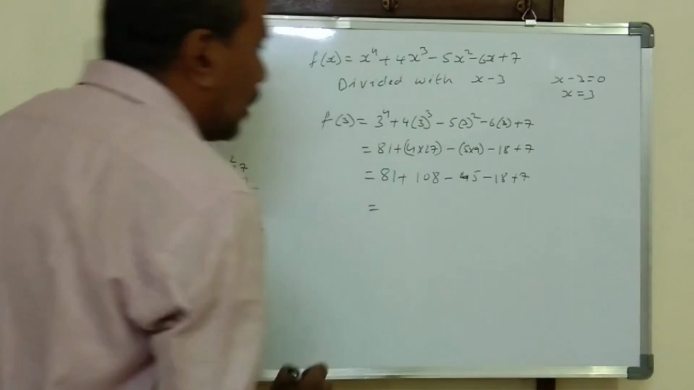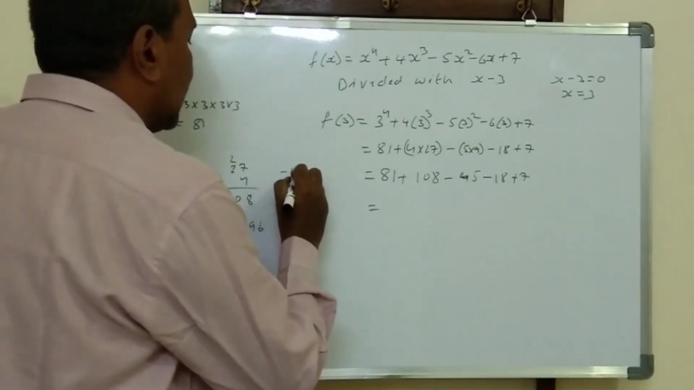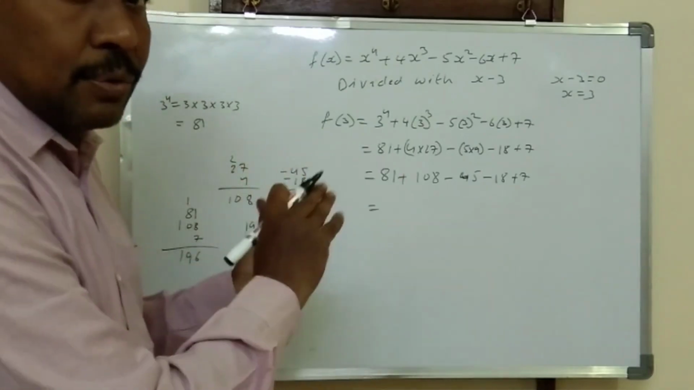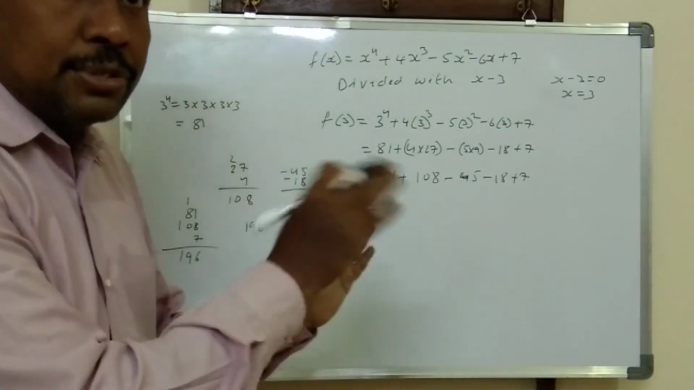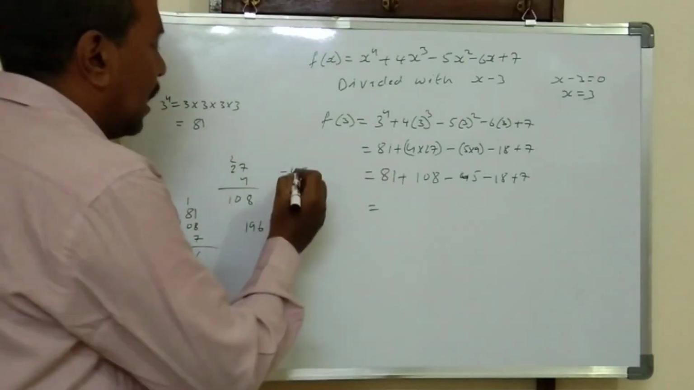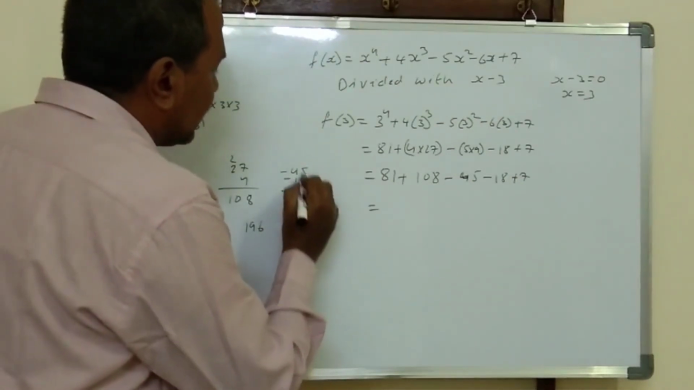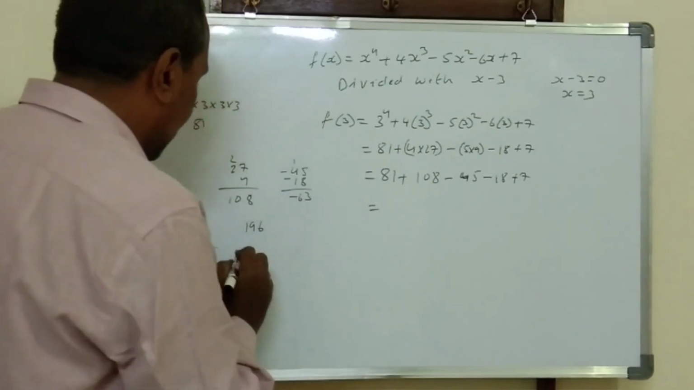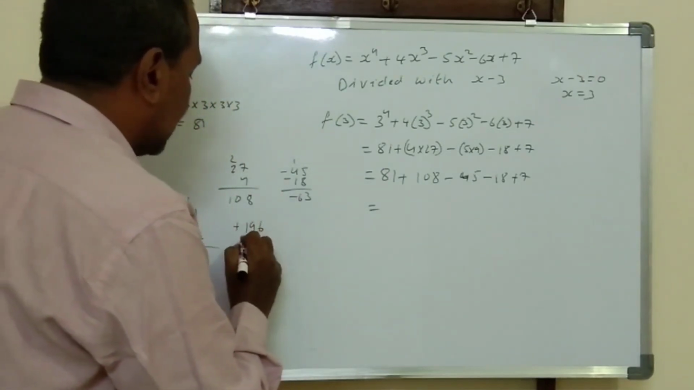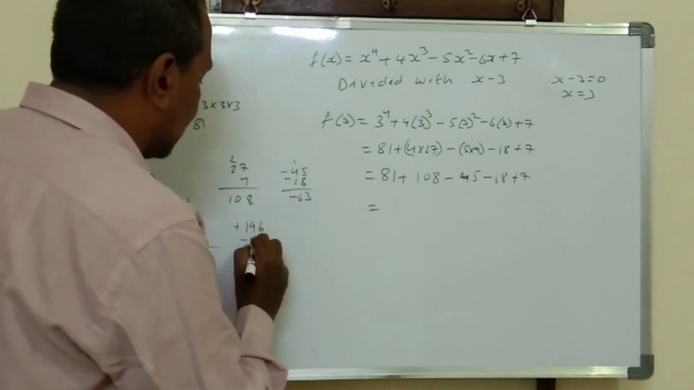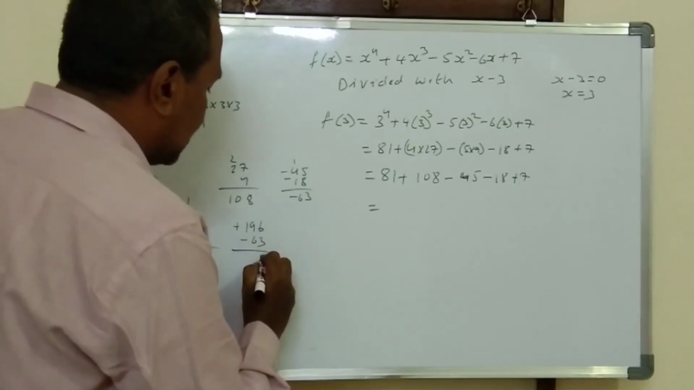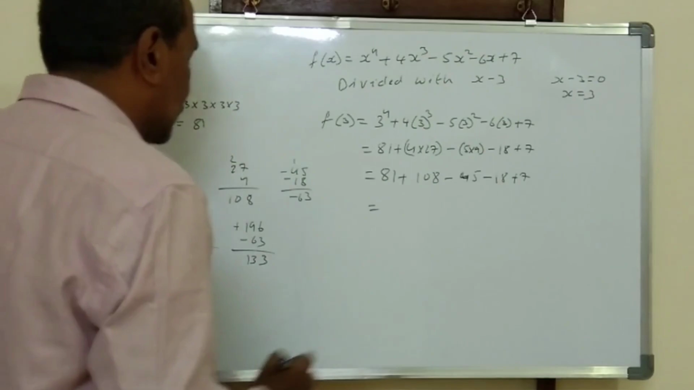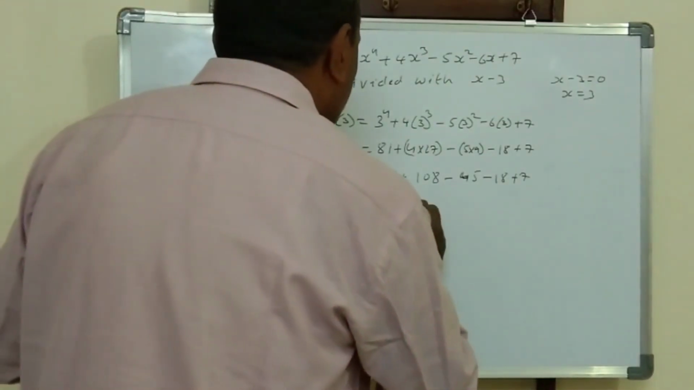Now add all the negative terms: minus 45 minus 18. Negative signs and positive signs both should be added separately. 5 plus 8 is 13, so minus 63. So plus 196 minus 63. 6 minus 3 is 3, 9 minus 6 is 3, 1 is 1. So the remainder is 133.